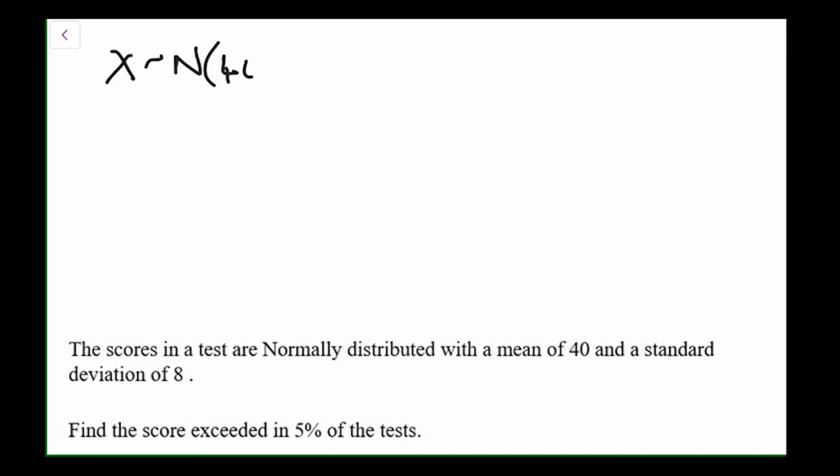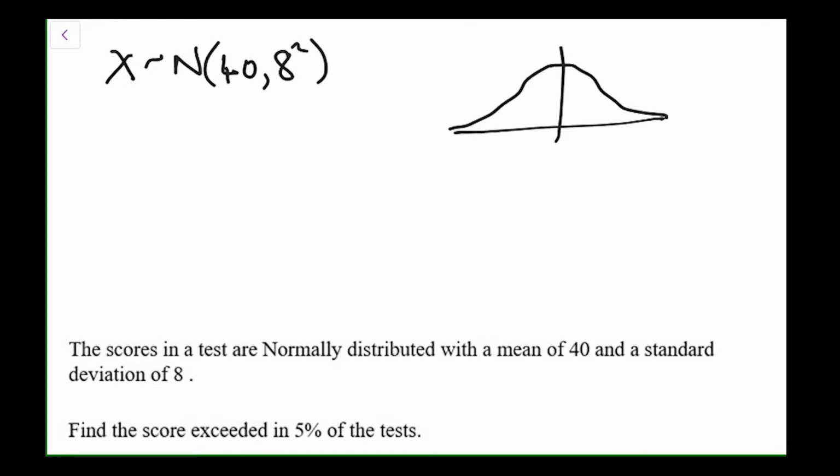So in this question, we're told that the scores in a test are normally distributed with a mean of 40 and a standard deviation of 8. And we're trying to find the score exceeded in 5% of the tests. So the very first thing we do is just to write out our distribution, remembering that the standard deviation is 8, but we're writing down the variance. So it will be standard deviation squared, 8 squared.